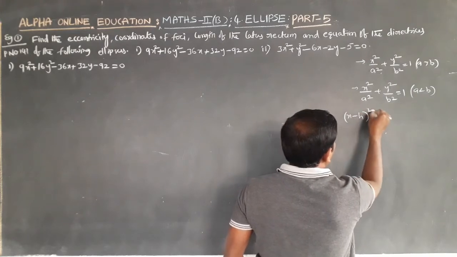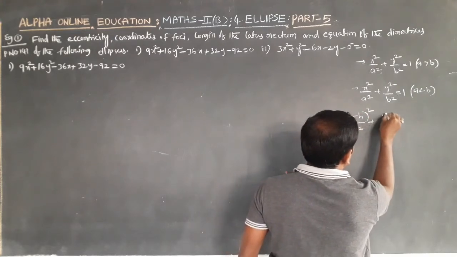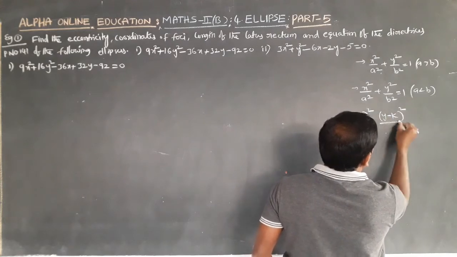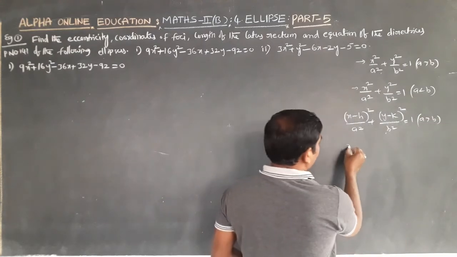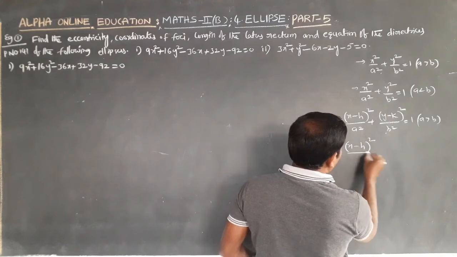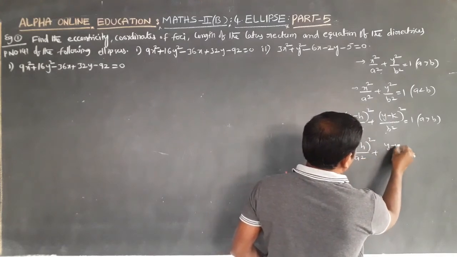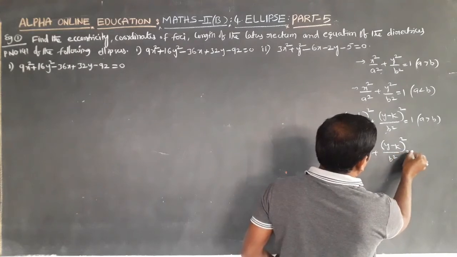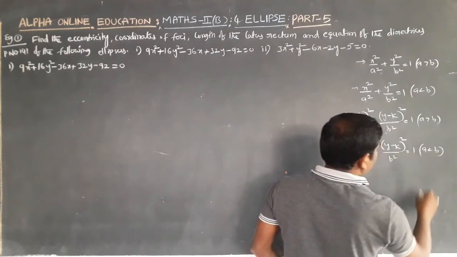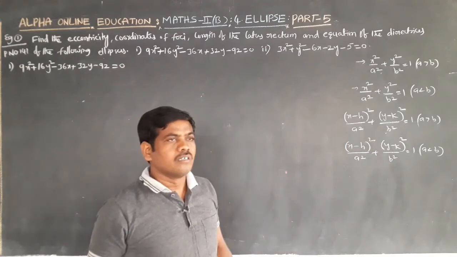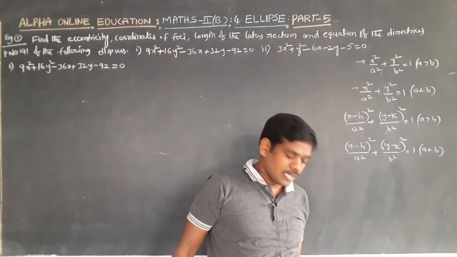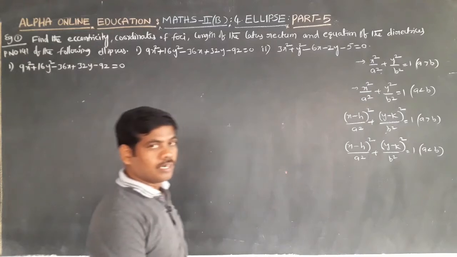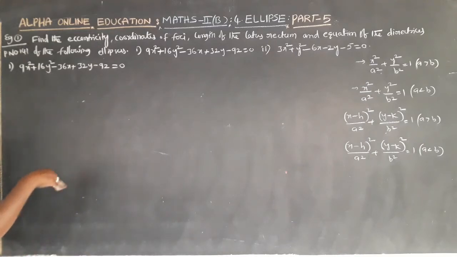Third one is x minus h whole square by a square plus y minus k whole square by b square is equal to 1, a is greater than b. Fourth one is x minus h whole square by a square plus y minus k whole square by b square equal to 1, a is less than b. The given equation is reduced into one of these four ellipses. These are the various forms of the ellipse. First of all, the given equation is reduced into the various forms of the ellipse.